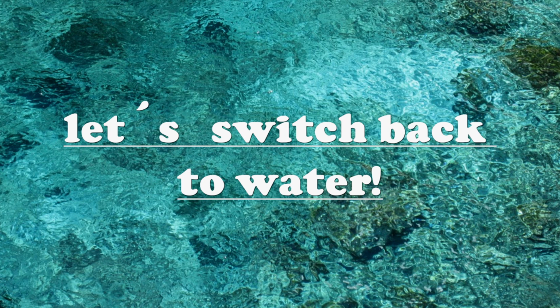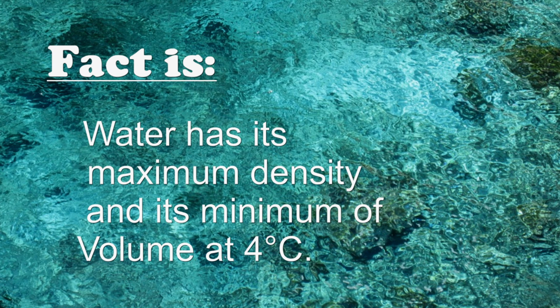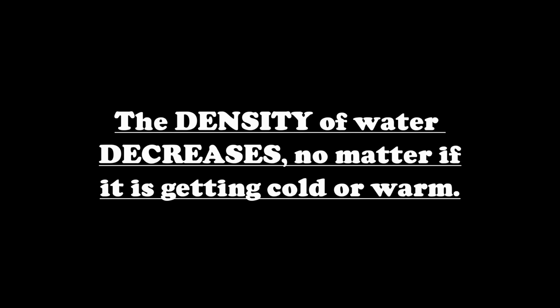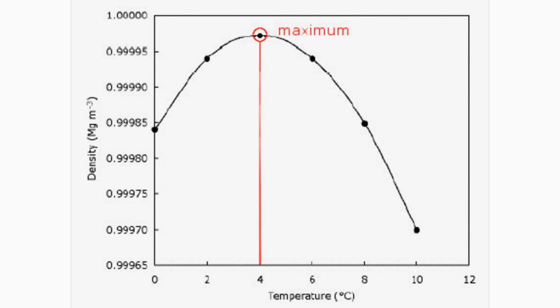So now let's get back to water. Fact is, water has its maximum density and its minimum of volume at 4 degrees. No matter if it is colder or warmer than 4 degrees, water expands and its density decreases. This is a graph that shows the relation of the density and the temperature the water has. You can see the maximum is at 4 degrees. Whenever temperature changes, the density decreases.